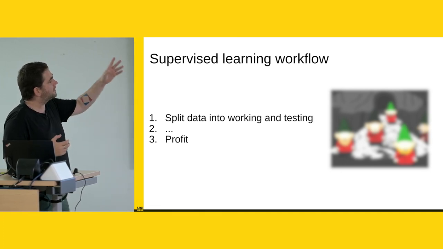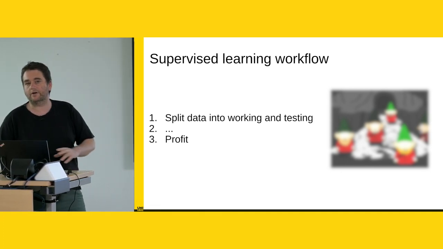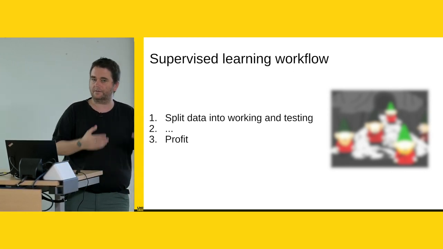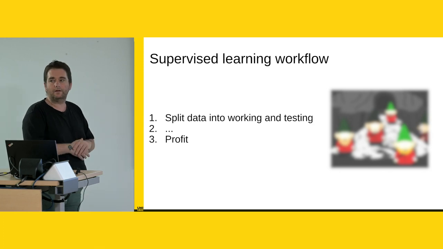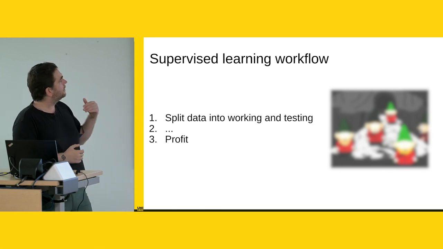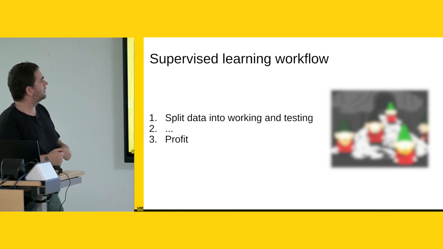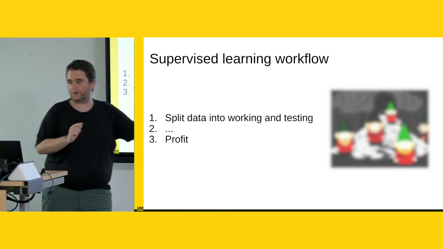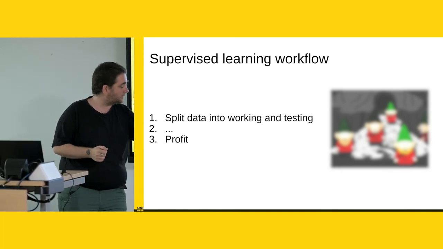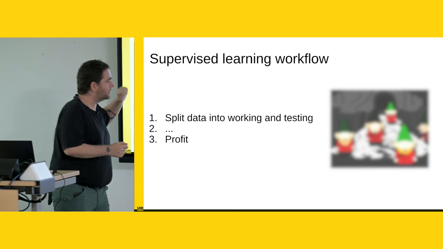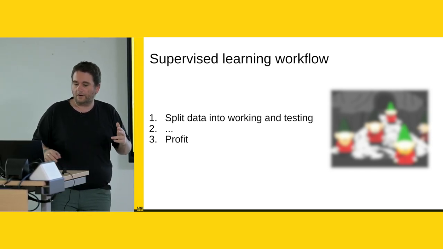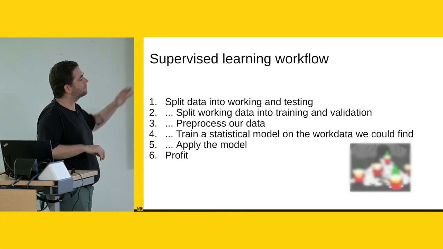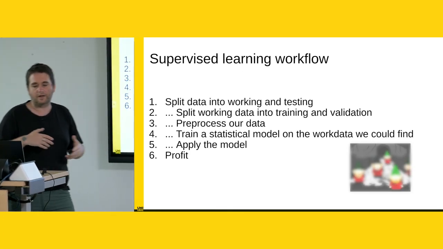In a typical supervised learning workflow, and supervised learning is more or less the standard way of doing it, there are other ways, but they're somehow way harder to use. So in a supervised learning workflow, we split the data into a train and a test set, right? And then we do some things, and at the end, we're winners. And the question is, what goes in between? The in between has many steps.